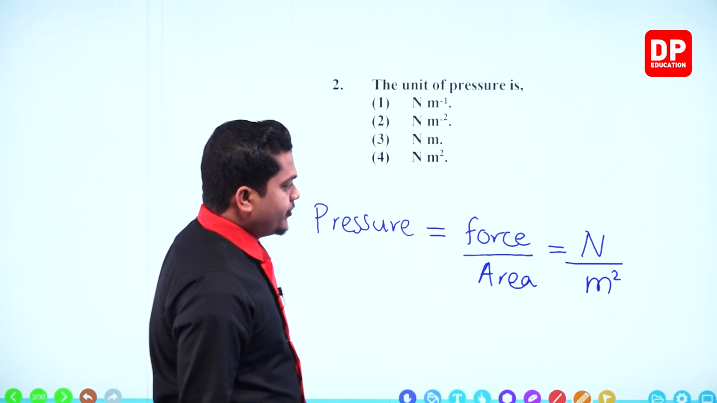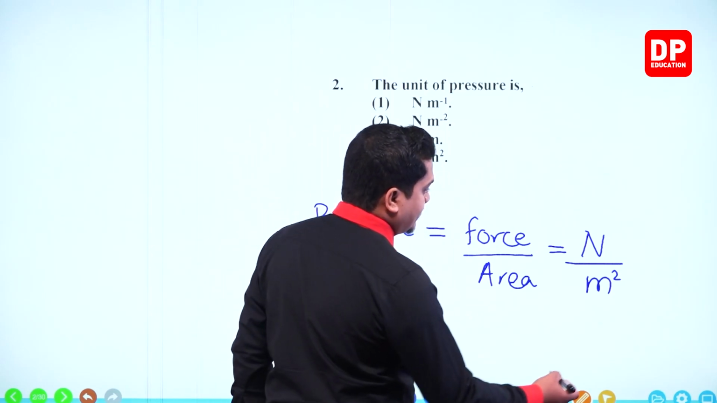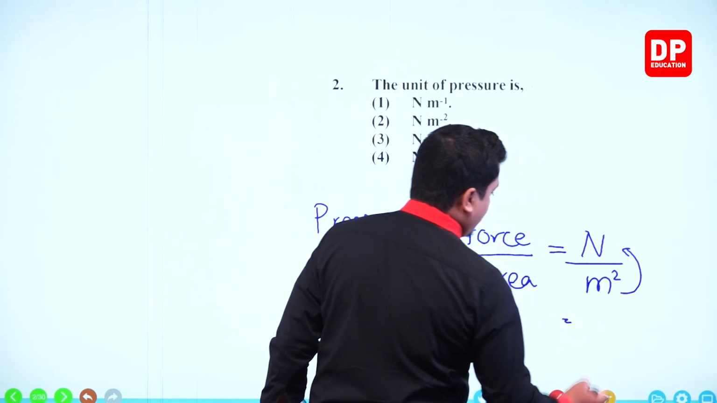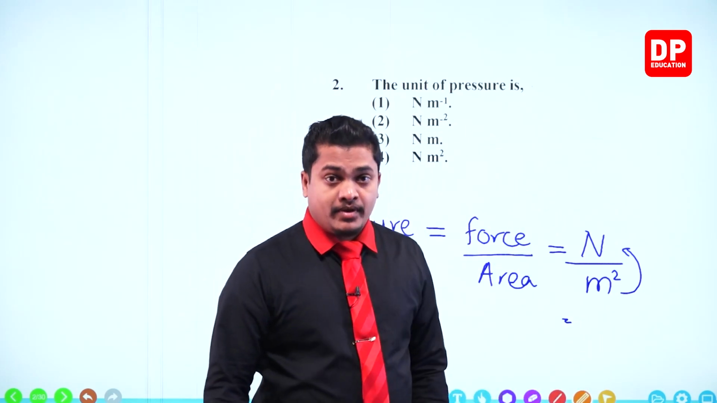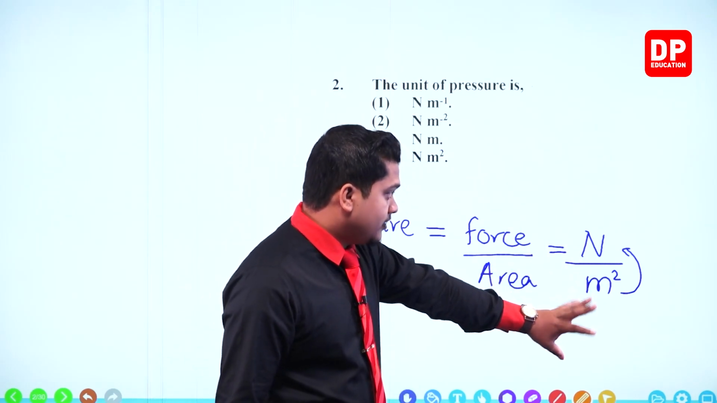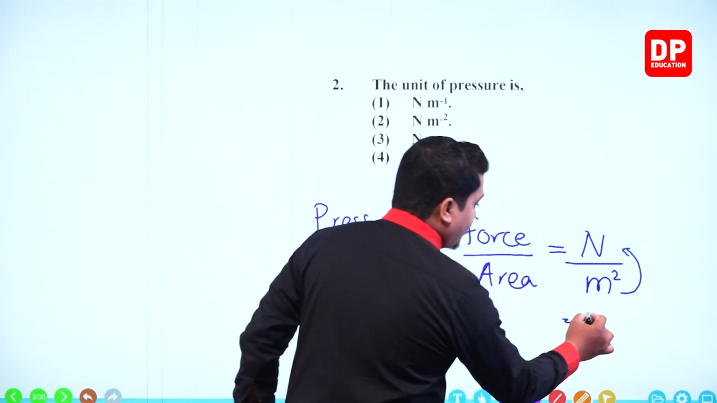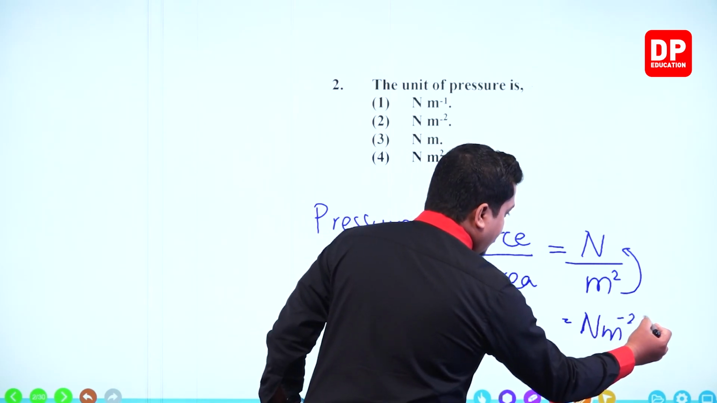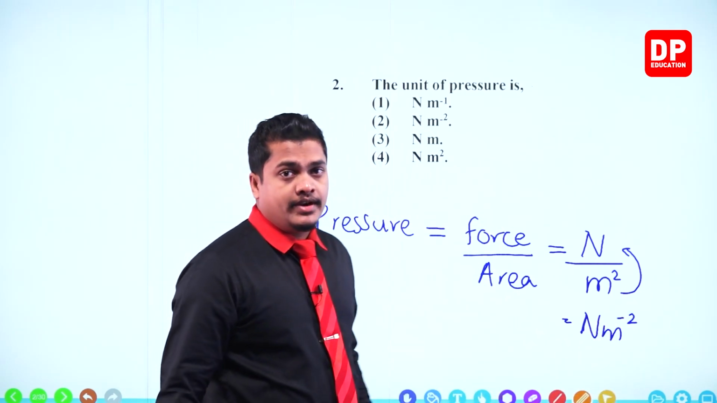Now, my dear children, you know that there is a certain relationship. You can take this square term to the upper part, right? When you take this square term to the upper part, what will happen? The power becomes minus. So it becomes N m to the power -2.